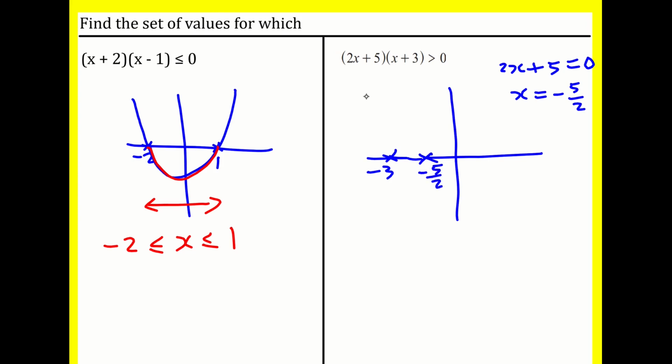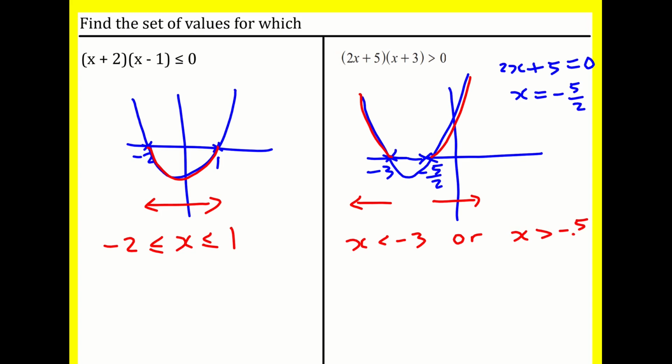I'm going to get a quadratic that comes down like this. Now, this time I'm interested in where it's greater than 0. So let's look at where the quadratic is greater than 0. This time it's here, and it's here. And my x values are going to be everything this way and everything this way. So I'm going to get x is less than minus 3, or x is greater than minus 5 over 2. I don't try and write it as a single quadratic. It's a kind of a union one. So two different scenarios.